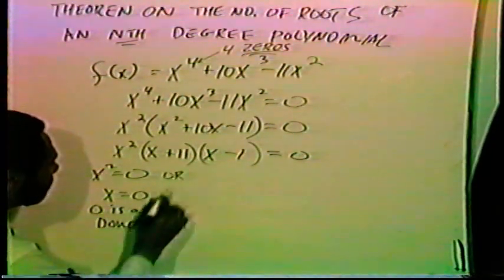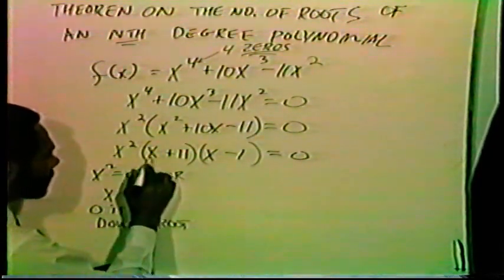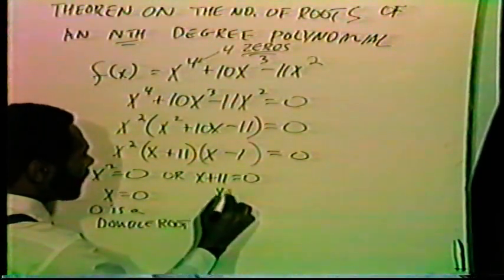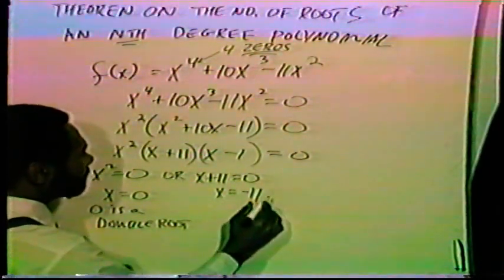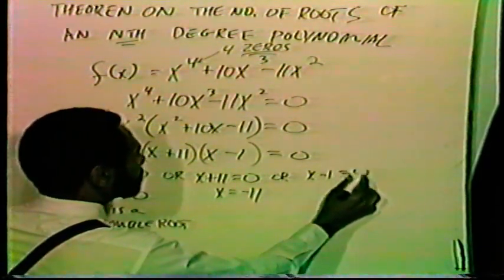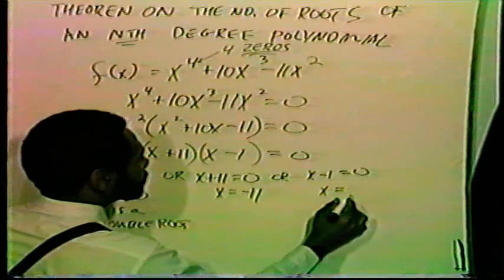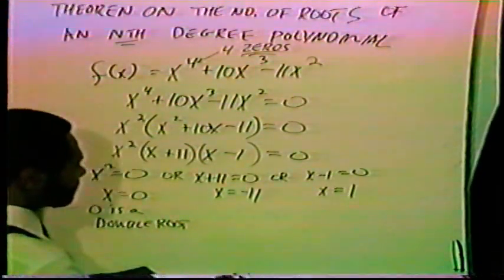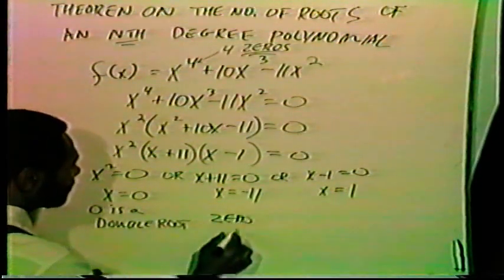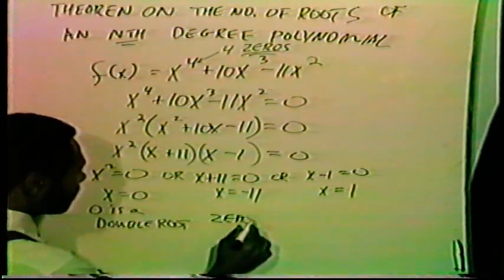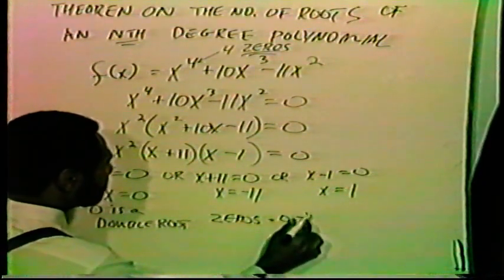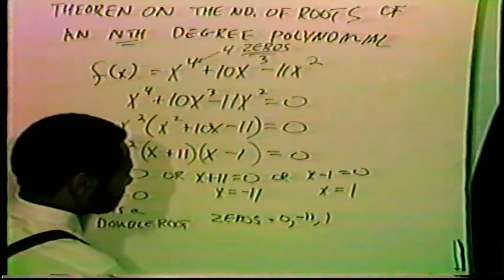And then we set the other factors equal to 0. We have x plus 11 equals 0. That gives us x equals negative 11. And then we have x minus 1 equals 0, and that gives us x equals positive 1. So that means that for this polynomial function, the zeros are 0, negative 11, and 1.